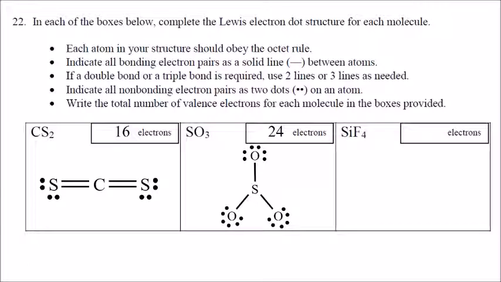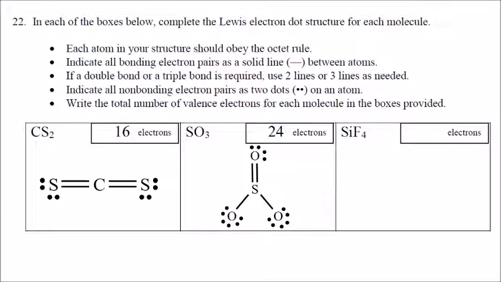This satisfies the octets for all of the atoms except sulfur. I have to make 1 double bond, so I'll take a pair of electrons off of one of the oxygens and make a double bond. And you could have made that double bond in any of those 3 positions.